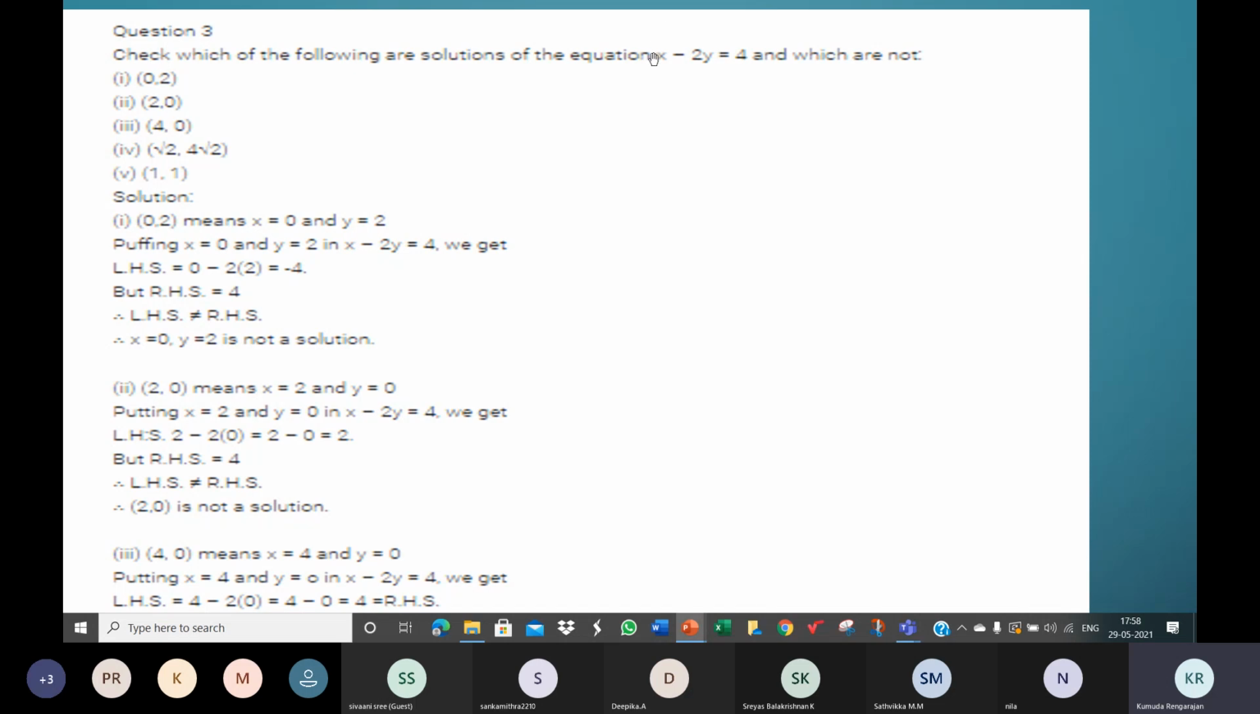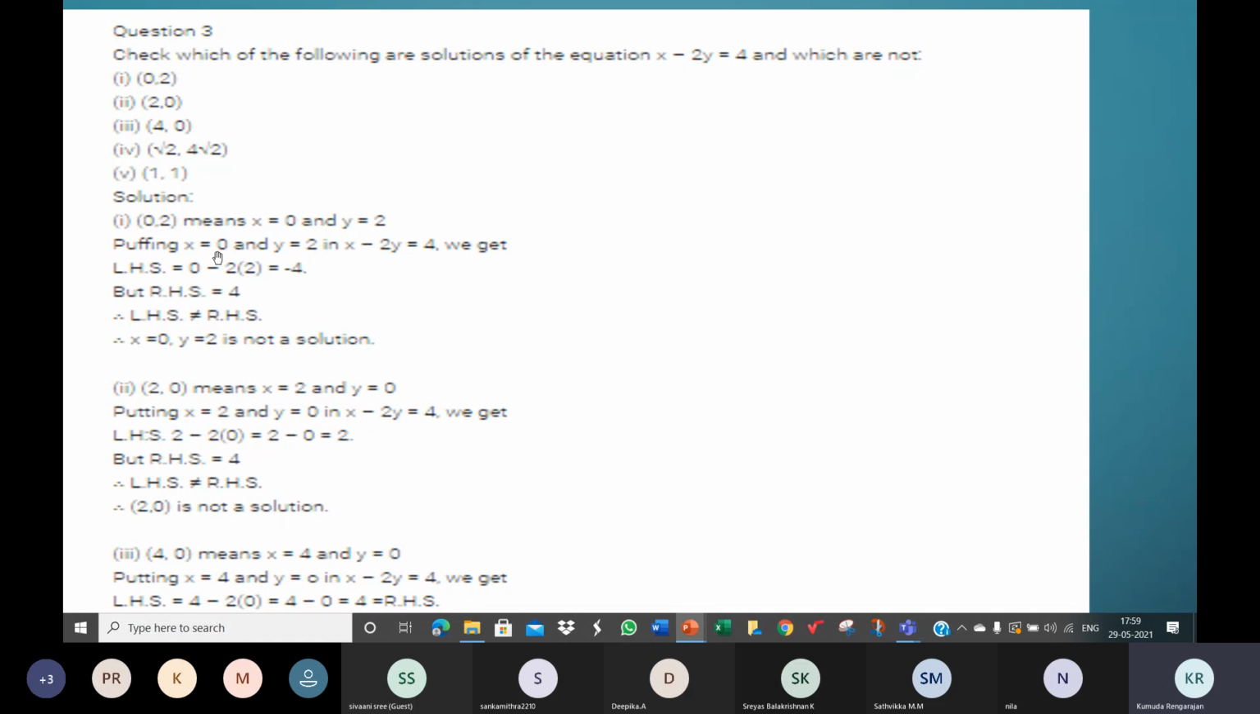x minus 2y is equal to 4 is a linear equation in x and y. What you see here are 5 ordered pairs. Which of these ordered pairs are solutions to this equation? So you know what you have to do. You need to just take up the equation. This is putting, P-U-T-T-I-N-G. You don't have to write all this. This is the equation, x minus 2y is equal to 4.